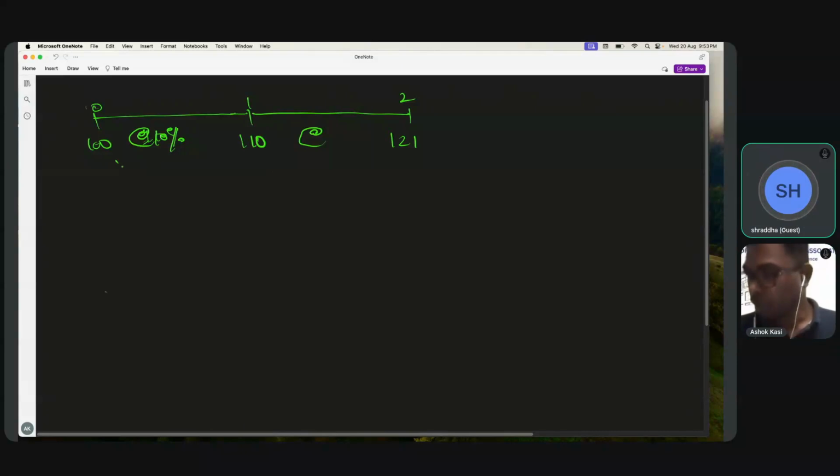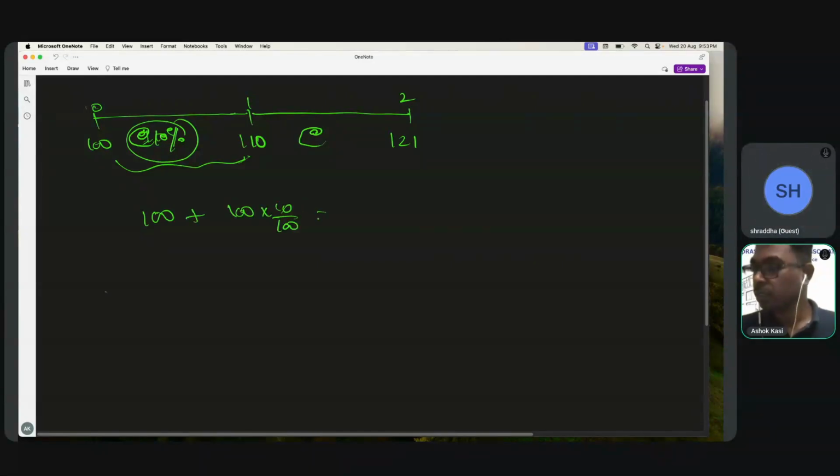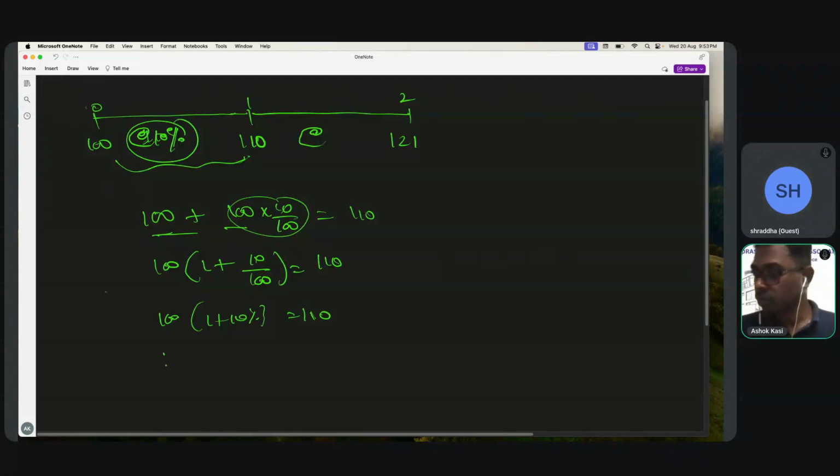You see, now 100 is becoming 110 after 10 percentage increment. That means 100 plus 10 percentage of 100, that comes to 110. Okay, are you fine with this step? 100 and 10 percentage of 100 becomes 110. Now I'll take the common factor out. So 100 into 1 plus 10 by 100 is equal to 110. So 100 into 1 plus 10 percentage is equal to 110. So this is equation 1.